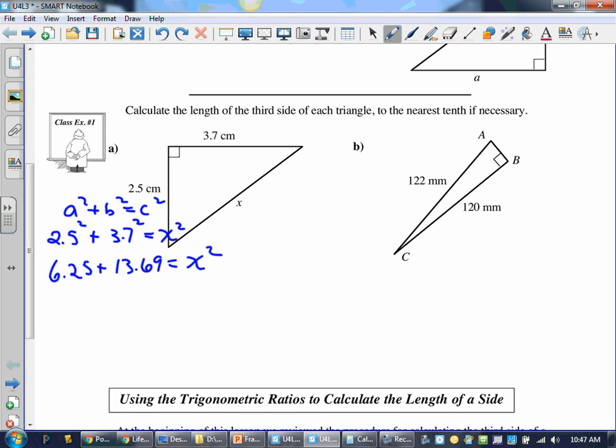Continue going down the page, don't go across. I hate that. Okay, so we get 19.94 equals x squared, and then in order to get rid of the squared and just find x, we have to do the square root. All right. So we go square root, and x is going to equal 4 point. Now we're supposed to go to the nearest tenth, so make sure you look up quick and see. The nearest tenth is 4.5.